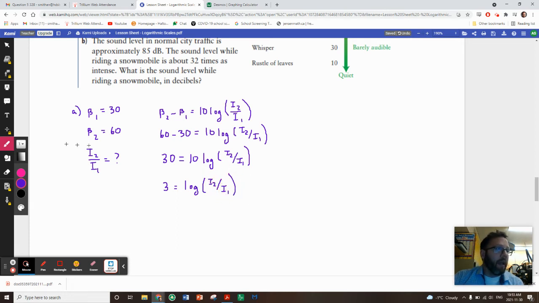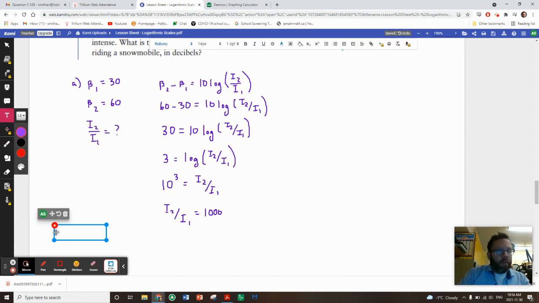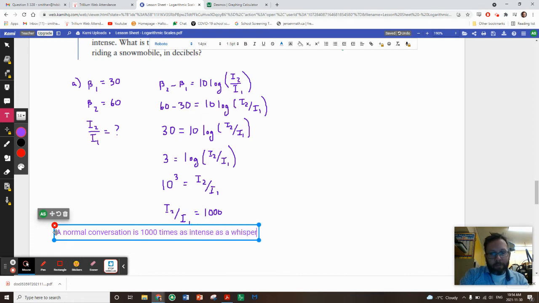All right, now we can rewrite this in exponential form. The base is 10 because it's a common log. The exponent is 3, and that gives us the result I2 over I1. And so we're done. I2 divided by I1 is equal to 1,000. 1,000 times as intense. So we'll just write that down. A normal conversation is 1,000 times as intense as a whisper.